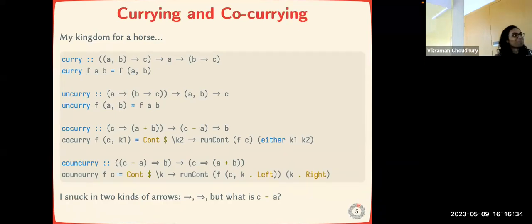Okay, it's different. Yeah, it's not type classes, sorry. Yeah, so my compromise is don't do linear logic, but give me two kinds of arrows, and then I'll show you how to do subtraction.